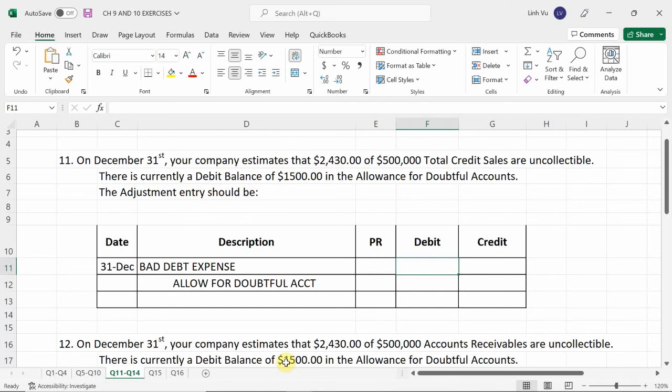Let's review. What does the income statement look like? Does the income statement have anything to do with accounts receivables? No, no, no, because it's just your income, right? And all of your expenses. So does the allowance for doubtful accounts affect your income? No. So what would your total amount be? The 2430. 2430.